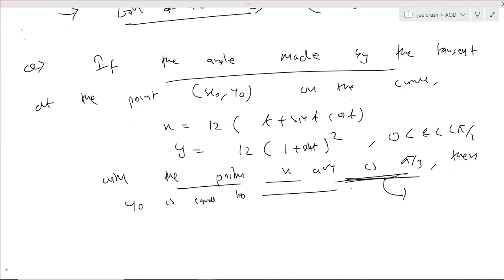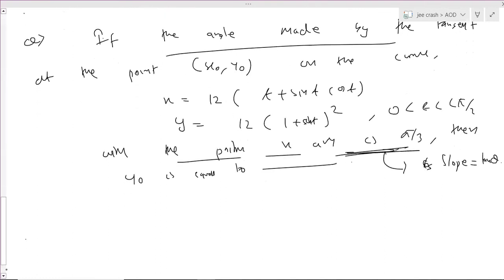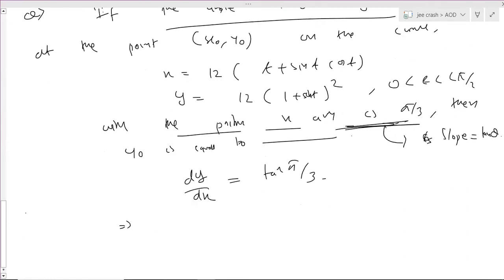So what have they given you? Slope, yes or no? Yes, sir. So what is slope? Slope is dy by dx, and they have given us tan pi by 3. So we can find dy by dx by differentiating with respect to t. It is a parametric equation, so this will be 24 times (1 plus sin t) into cos t, divided by the differentiation of this.